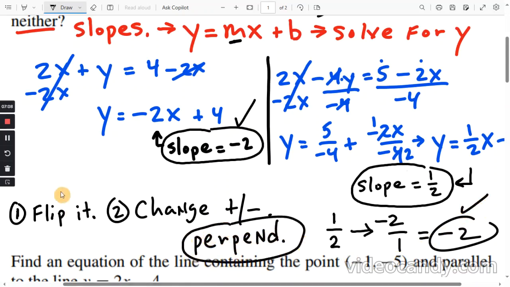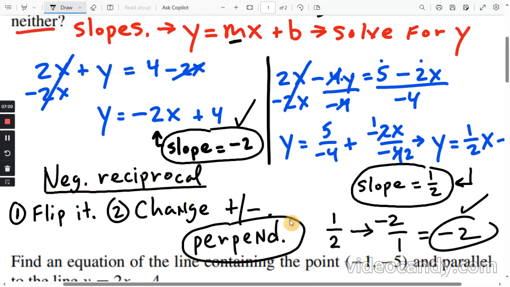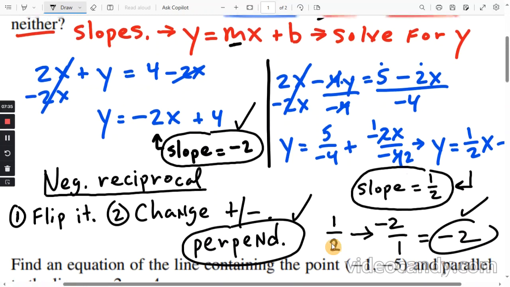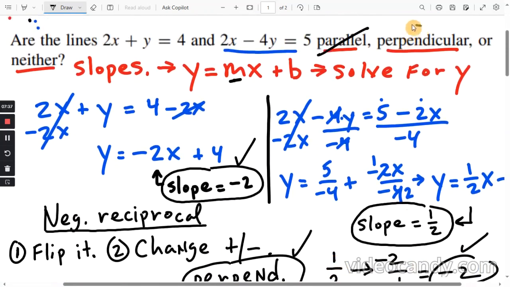So if you take the negative reciprocal, you want to flip it and change the sign and see if it matches the other slope. If it does, then they are perpendicular. You only have to do the negative reciprocal on either one of the slopes and then see if it matches the other one. I don't know the answer choices here or the letters for the answer choices, but it is perpendicular.